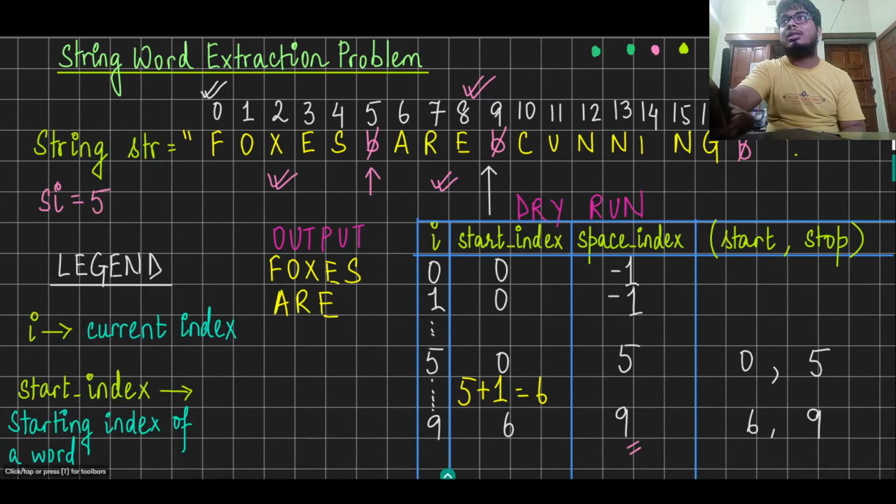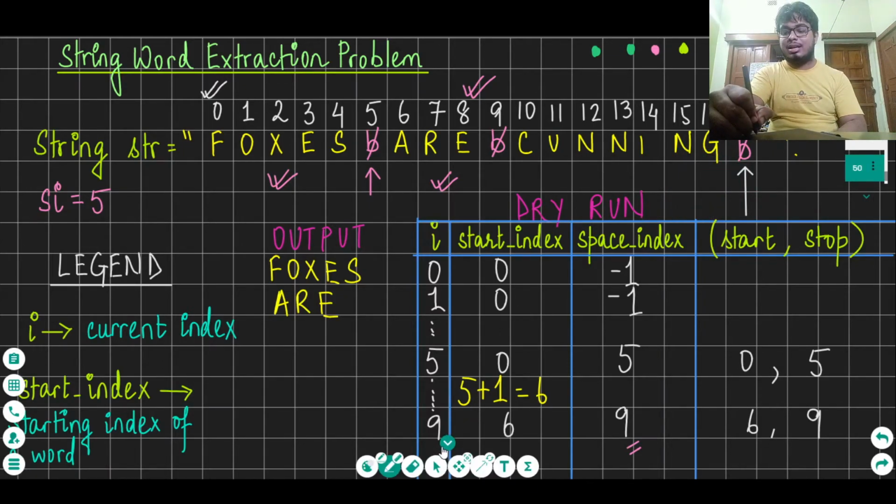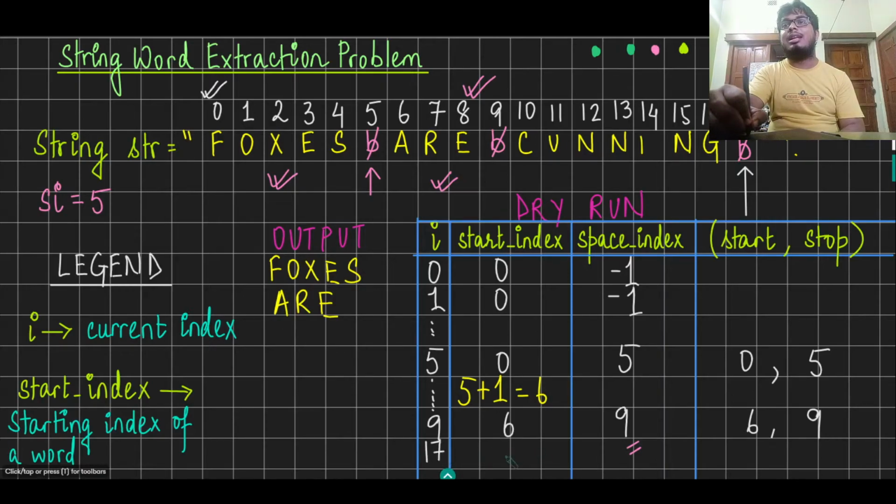And the last index would be 17. And then the algorithm would continue on in its search for a space. And when it finally gets a space, then it can extract the last word. All right? Okay. So I hope you have understood this.